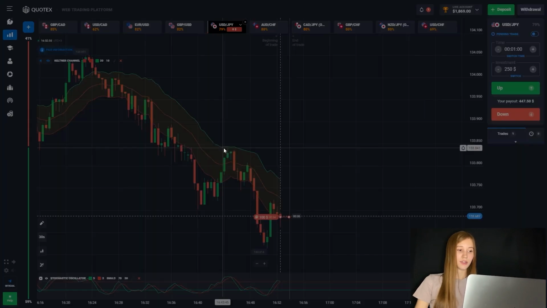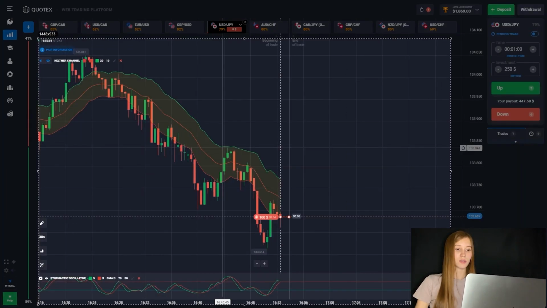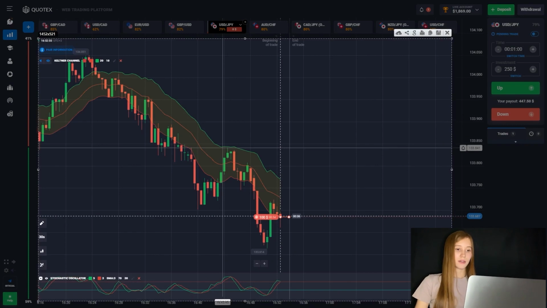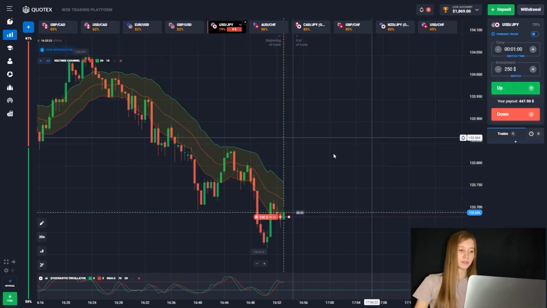I see a good entry for a deal and I'll explain the situation. So firstly, we see that downward movement primarily dominates. There was a push from the middle line of the channel to decrease. And we see that the stochastic gave a signal to go down. And based on this, in the direction of the trend, I think that the movement will go down.